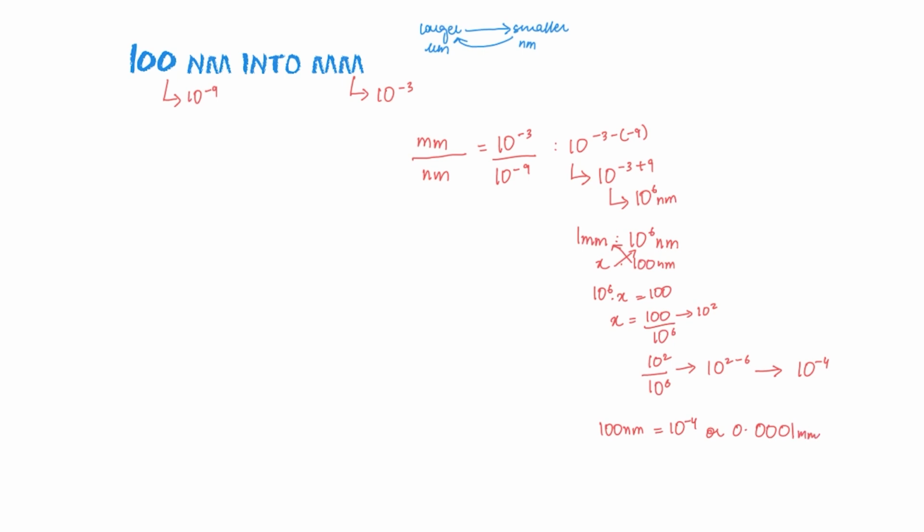So do you see how small this 100 nanometer was? To get 100 nanometers, you only need 0.0001 millimeter, or 10 to the power minus 4 millimeters. You'll have 100 nanometers, not just 1 nanometer but 100 nanometers. So that goes to show how small a nanometer is.